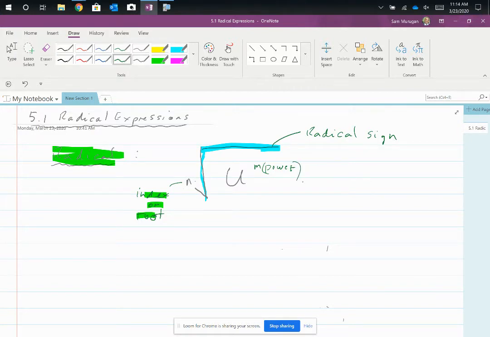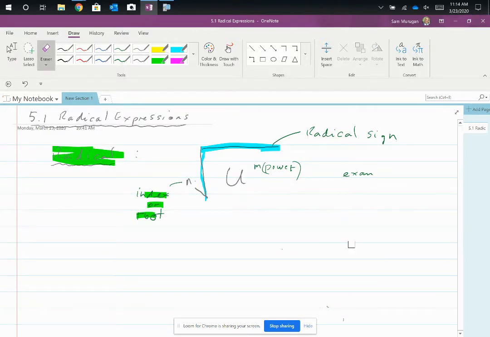So examples of radicals could be the square root of 23. Notice if there's a square root, we don't normally write in the 2, because no number for n here means that it's a square root. Or you might have something like the cube root of x squared or the fifth root of negative 125 and so on.